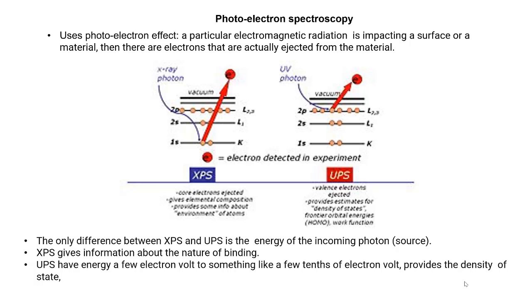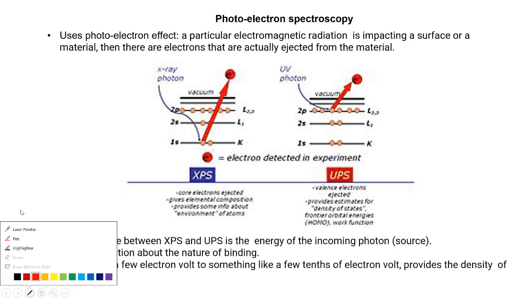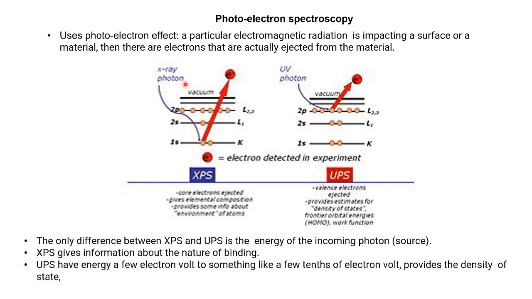In XPS, we generally use a very high energy radiation because X-rays are very high energy radiations. In that case, it ejects the core electron from the shell. And in the UV photon, what happens? Because the energy is very less, only the valence shell electron will get ejected. So this is the major difference between XPS and UPS.